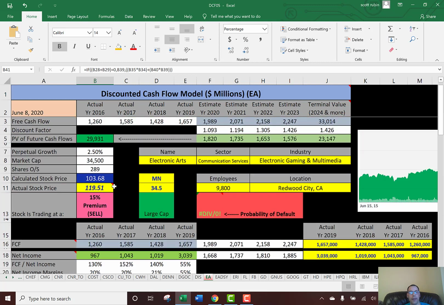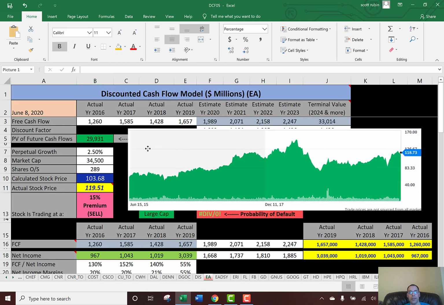Their WACC. So we estimated the future free cash flows for 4 years. Then we did a terminal value, which is all years past year 4. And we discounted those numbers back to today's value, and we get a value of the company of $29.9 billion. When we divide that by 289 million shares, we get a stock price of 104. It's trading at 120, so it's trading pretty close to intrinsic value. So according to the model, it's a sell. It's trading at a 15% premium.